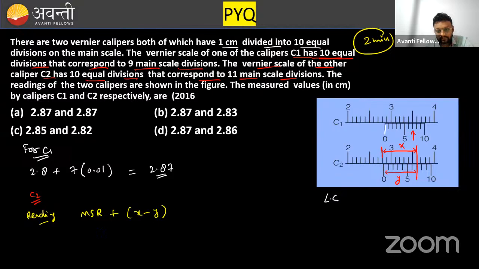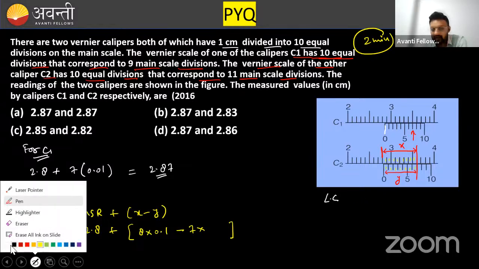Main scale reading is what? 2.8 plus x. Can anyone say? 1, 2, 3, 4, 5, 6, 7, 8. यही है क्या? 1, 2, 3, 4, 5, 6, 7, 8. 8 into 0.1 minus y is what? 1, 2, 3, 4, 5, 6, 7. 7 into... Now, what is the measurement of 1 VSD that we have to calculate?